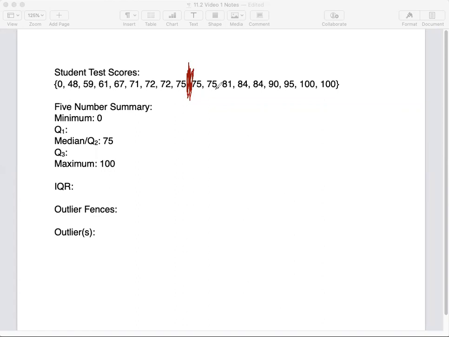If we had had an odd number of data, the median would have been excluded, and by excluding the median, we would have had 2 equal halves to the data, minus 1 data point. In any event, actually finding what the median is in each half is super straightforward. We begin with 0 and 75 in our lower half, and I'm going to cross them off, lowest and highest, and then 48 and 72, 59 and 72, 61 and 71, and we have a Q3 value of 67, or excuse me, a Q1 value of 67.